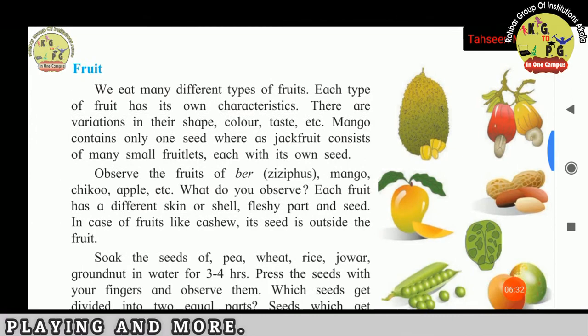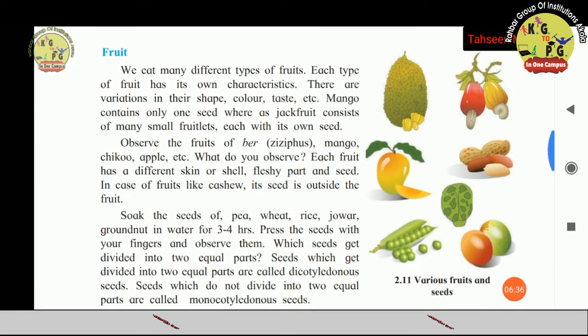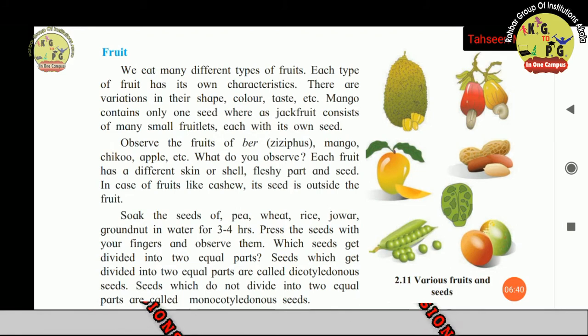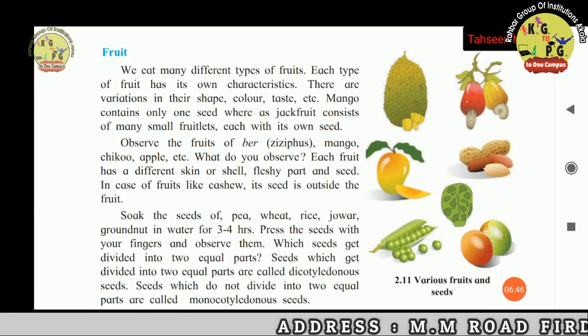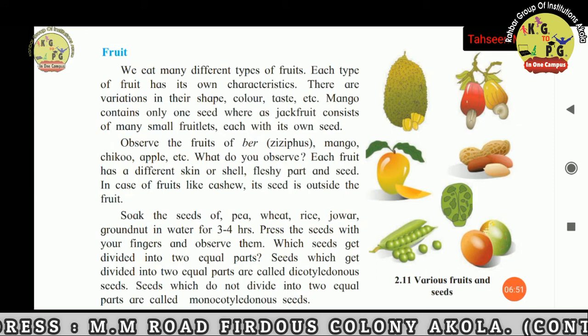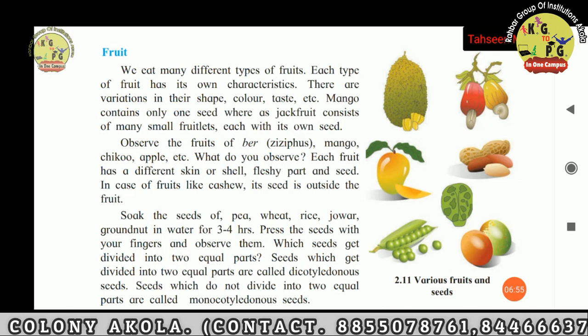Next, fruits. We get many different types of fruit. Each type of fruit has its own characteristics. There are variations in their shapes, colors, taste, etc. Mango contains only one seed, whereas jackfruit consists of many small fruitlets, each with its own seed.